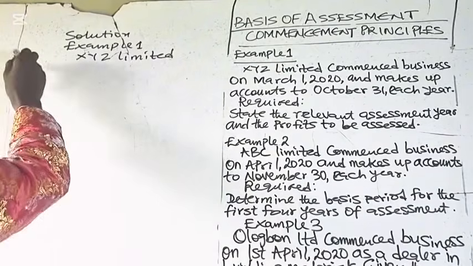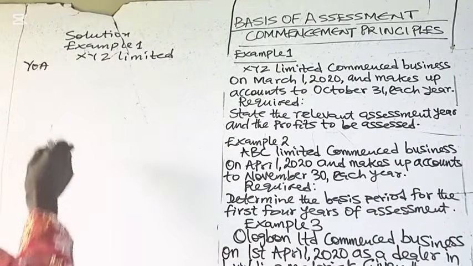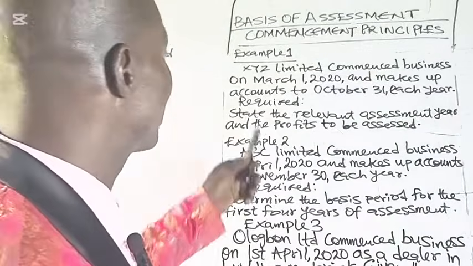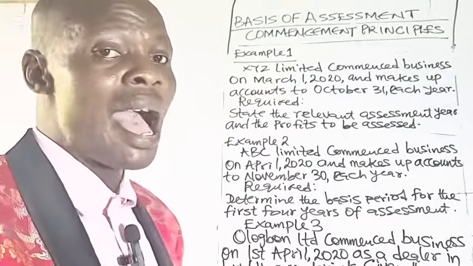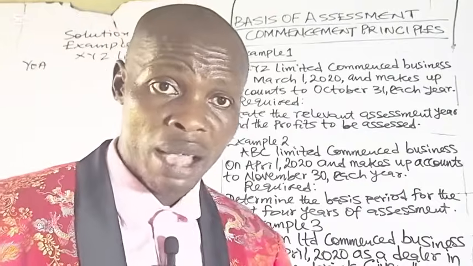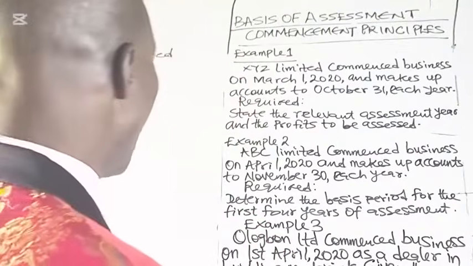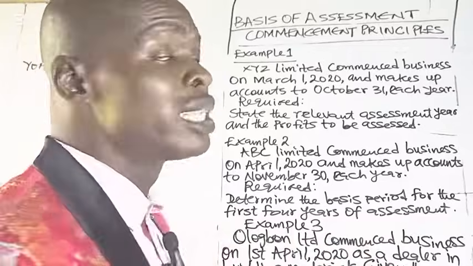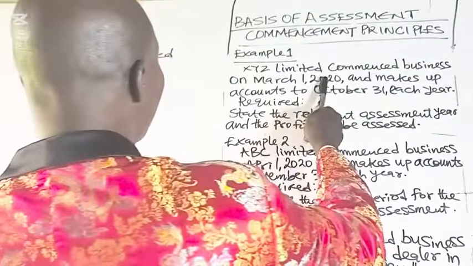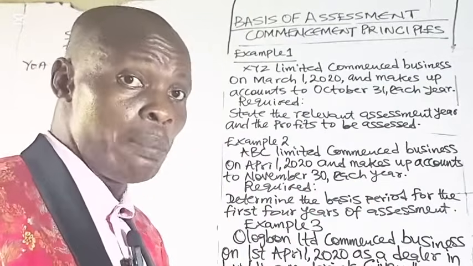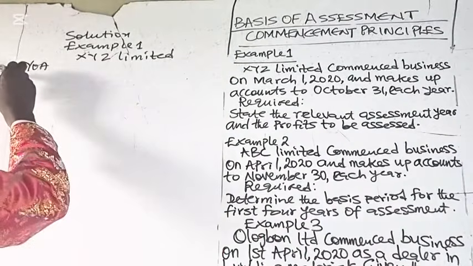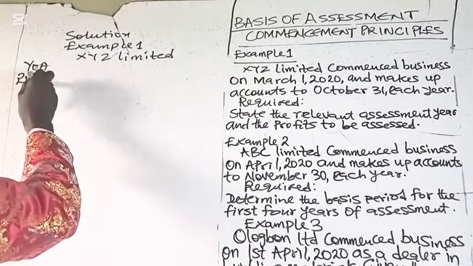Now the first thing is to identify the year of assessment. What year would XYZ Limited first be assessed? Remember, I've told you that the core principle of Finance Act is PYB, Preceding Year Basis. Now, if the first year of this new business is year 2020, therefore, the first year of assessment of the business will be 2021 on the basis of PYB. Therefore, we have year 2021. That is the first year of assessment.